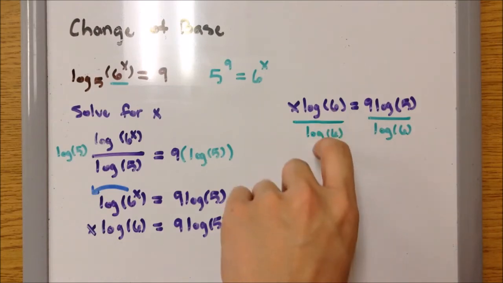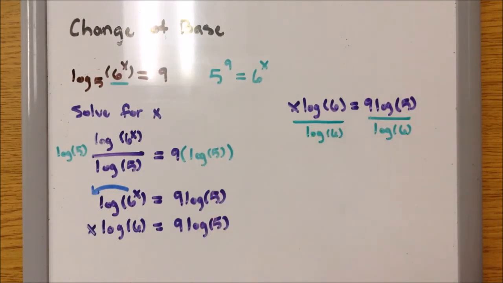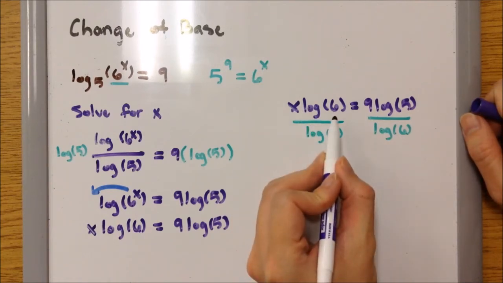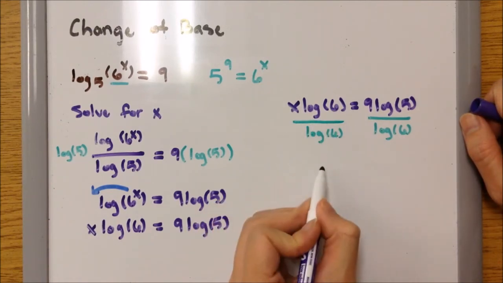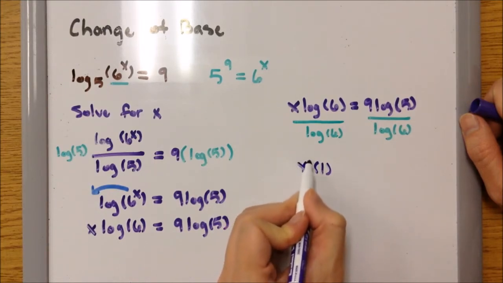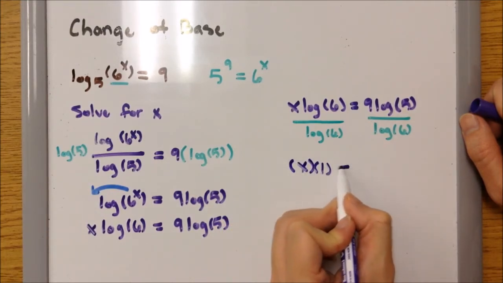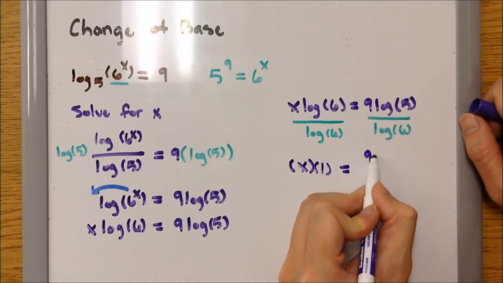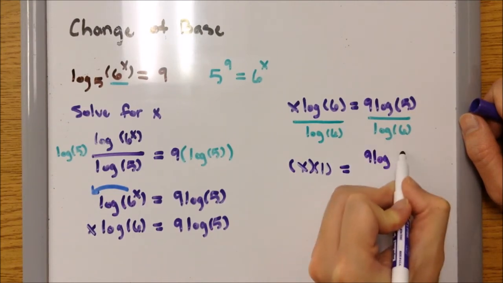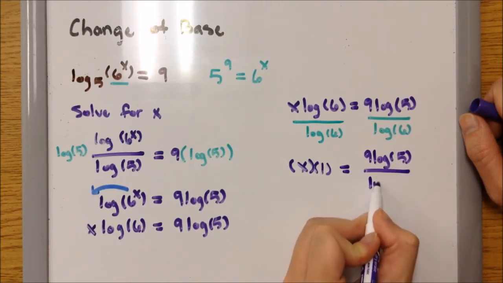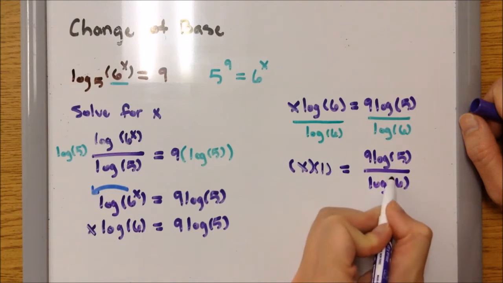And again, this won't cancel out, it just simply becomes 1. So I'm going to write what it looked like. Log 6 divided by log 6 is just simply 1. And then I didn't do it to the x, so I'm just going to bring it down. Now we have on the right side 9 log of 5 divided by log of 6.